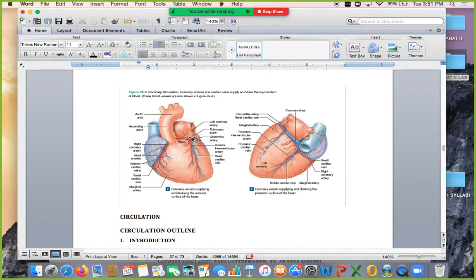So here's our left coronary artery. Here's our circumflex artery. And then here's our anterior interventricular artery. For return from this area, we'll be coming up through the great cardiac vein.